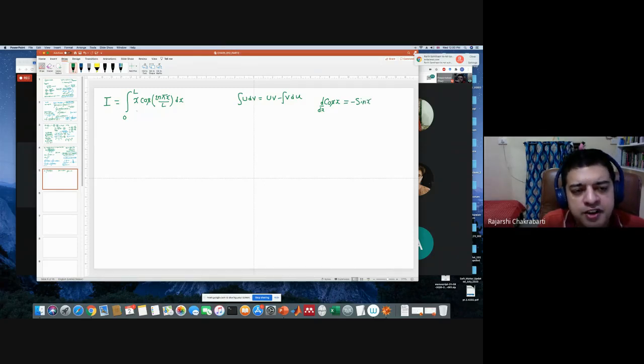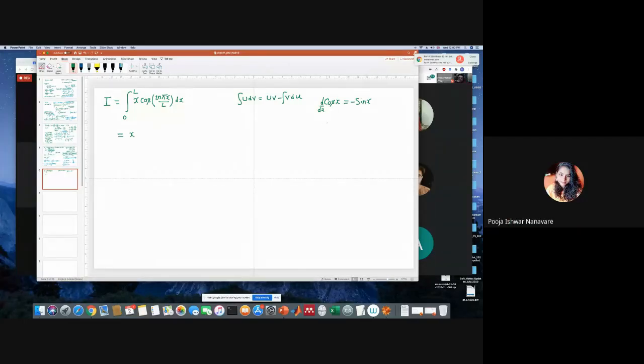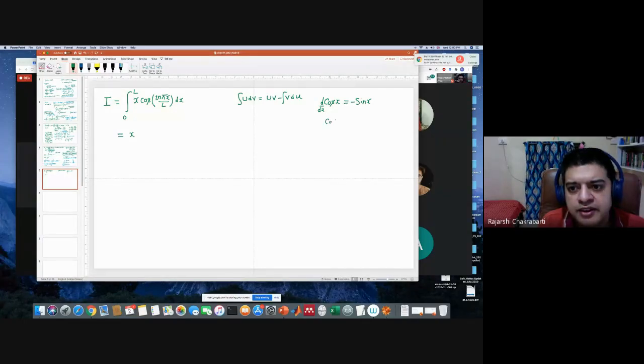Because here, what will be the first function? What will be the second function? What is u? What is v here? So actually this should be u, x, and cos of this thing should be your dv. So this will give me, are you convinced? The surface term is going to be x times, now if I integrate cos x, what I'm going to get is sin x. So you have to put dx as constant.